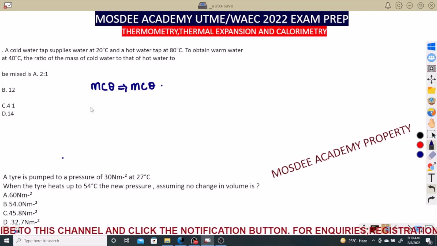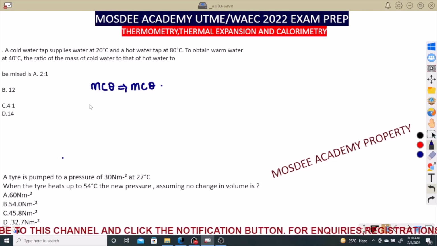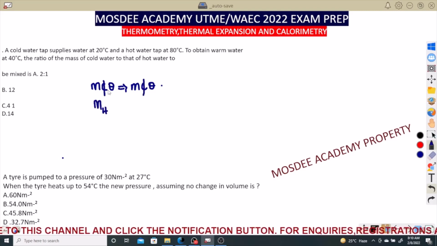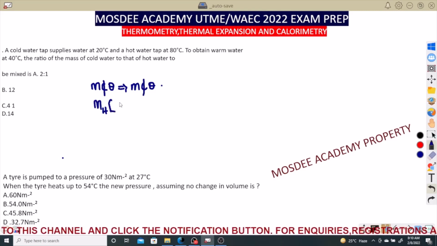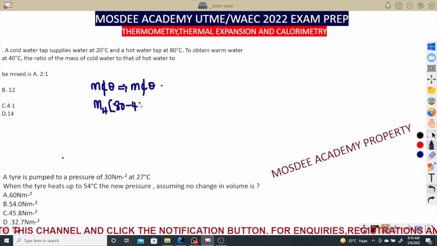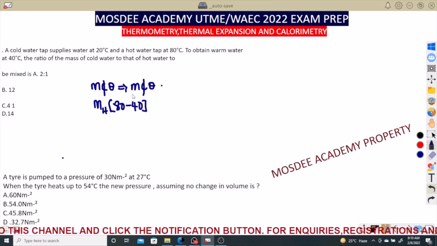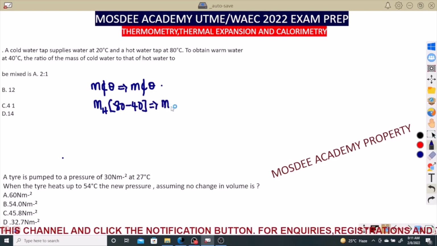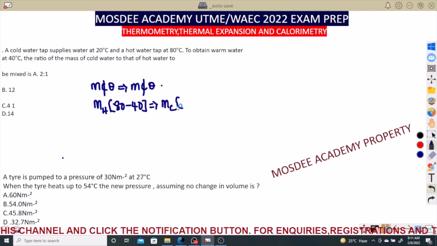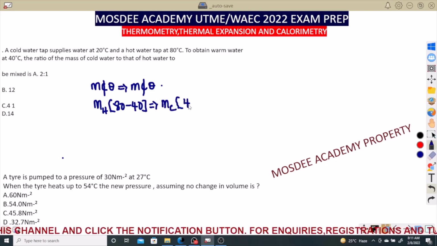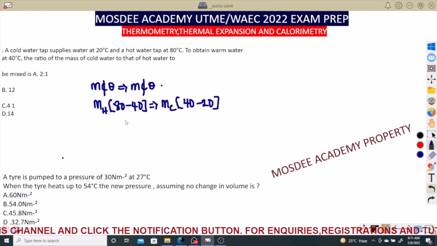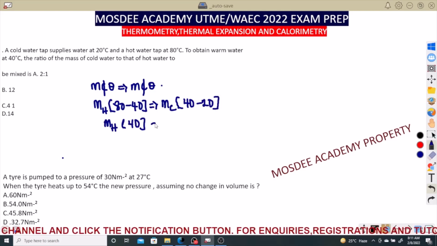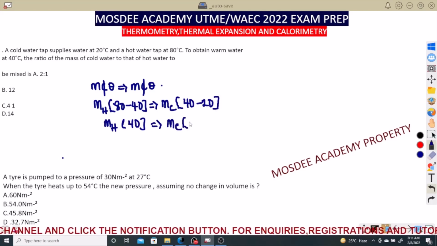Let's just substitute values more or less like what we did the other time. So substitution with the mass of hot water, the specific heat capacity cancels out. Temperature change in hot water, we did that before, 80 minus 40, theta 2 minus theta 3, is equal to mass of cold water times theta 3 minus theta 1. Theta 3 is 40, theta 1 is 20. So MH times 40, as 80 minus 40 is 40, is equal to MC times 20.